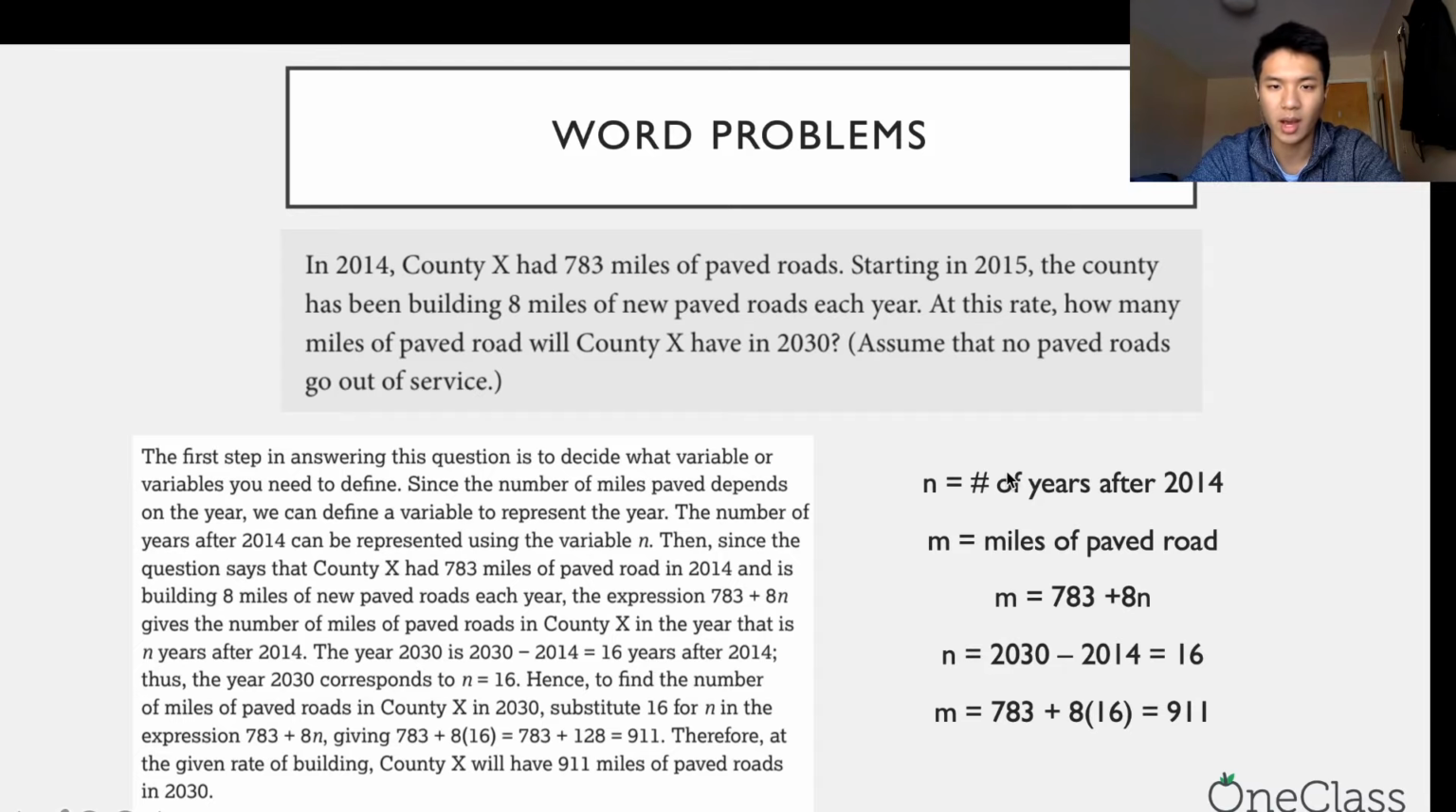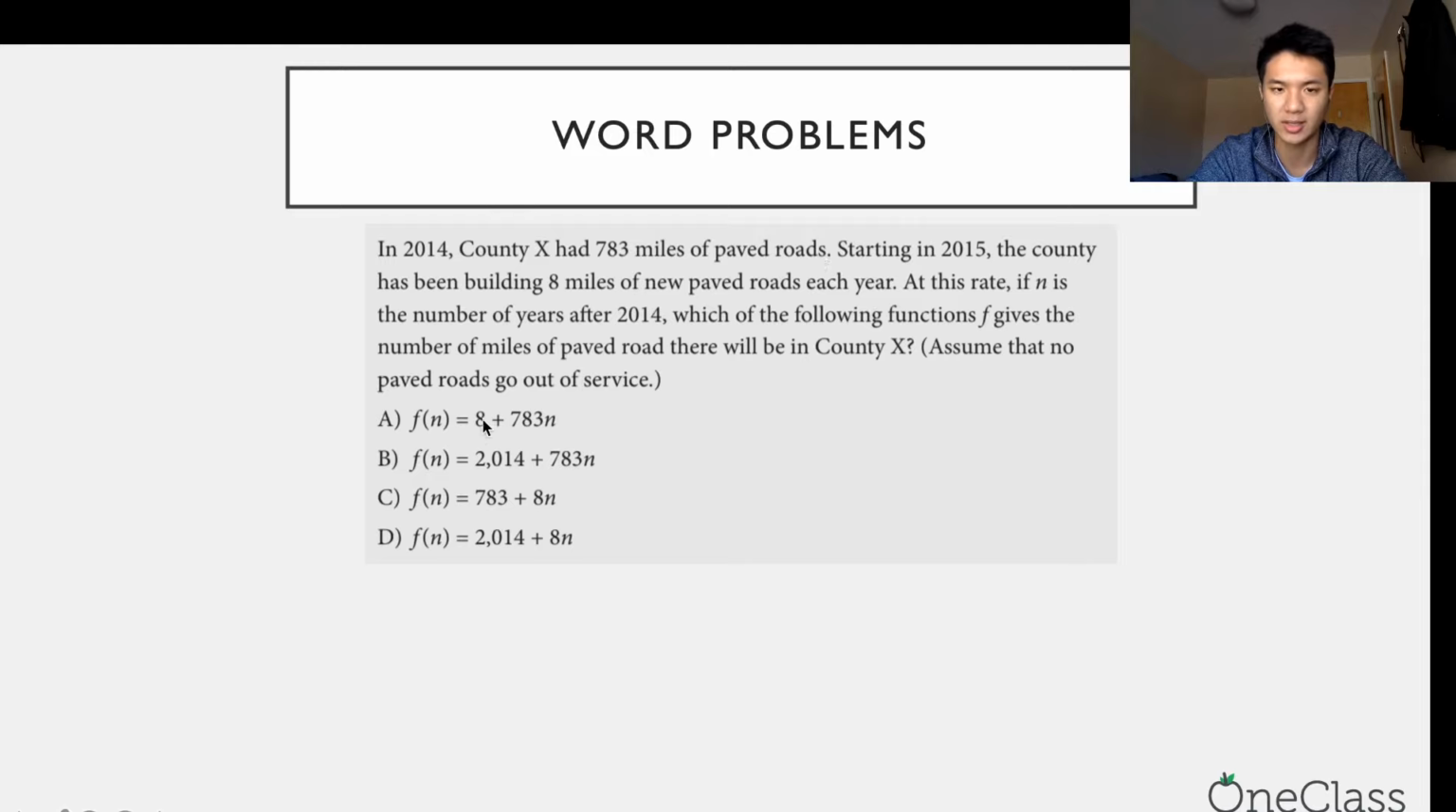So if we define n as the number of years after 2014, as given in the question, we can define m as the miles of paved road that exist in a given year. That's something that was not defined for us, but something we will want to define for ourselves. Taking a look at this question, that would be equivalent to f of n. And so what are the different pieces of information that we need to piece together here?